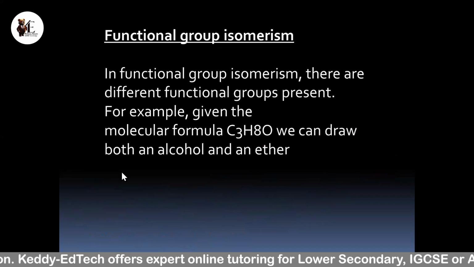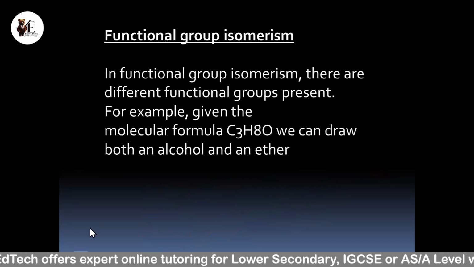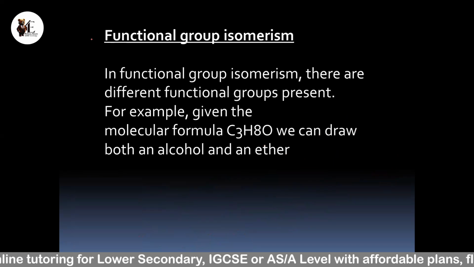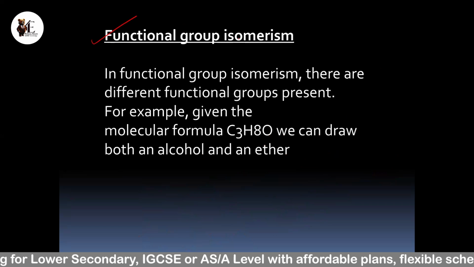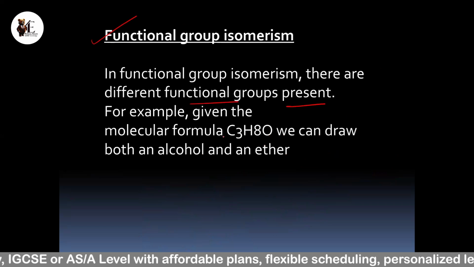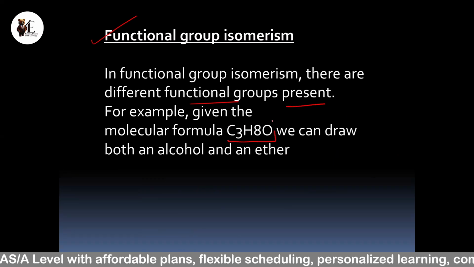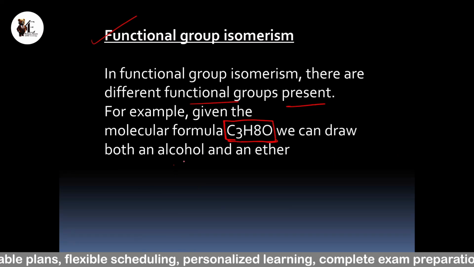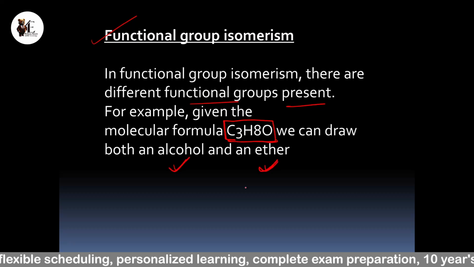Okay. So this is your position isomerism where there is a difference in the position of your functional group. Now here in functional group isomerism, your whole functional group is changed. So there are different functional groups present. For example, you will study C3H8O. The molecular formula is the same, but with this compound we can draw both an alcohol and an ether.